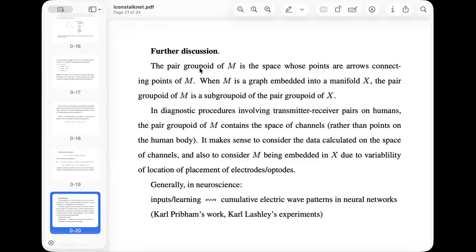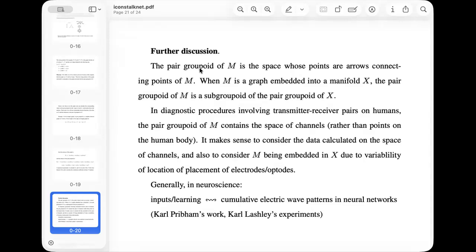The pair groupoid of a set M is the space whose points are arrows connecting points of M. When M is a graph embedded into a manifold X, the pair groupoid of M is a subgroupoid of the pair groupoid of X. In diagnostic procedures involving transmitter-receiver pairs on humans, the pair groupoid of M contains the space of channels rather than points on the human body.